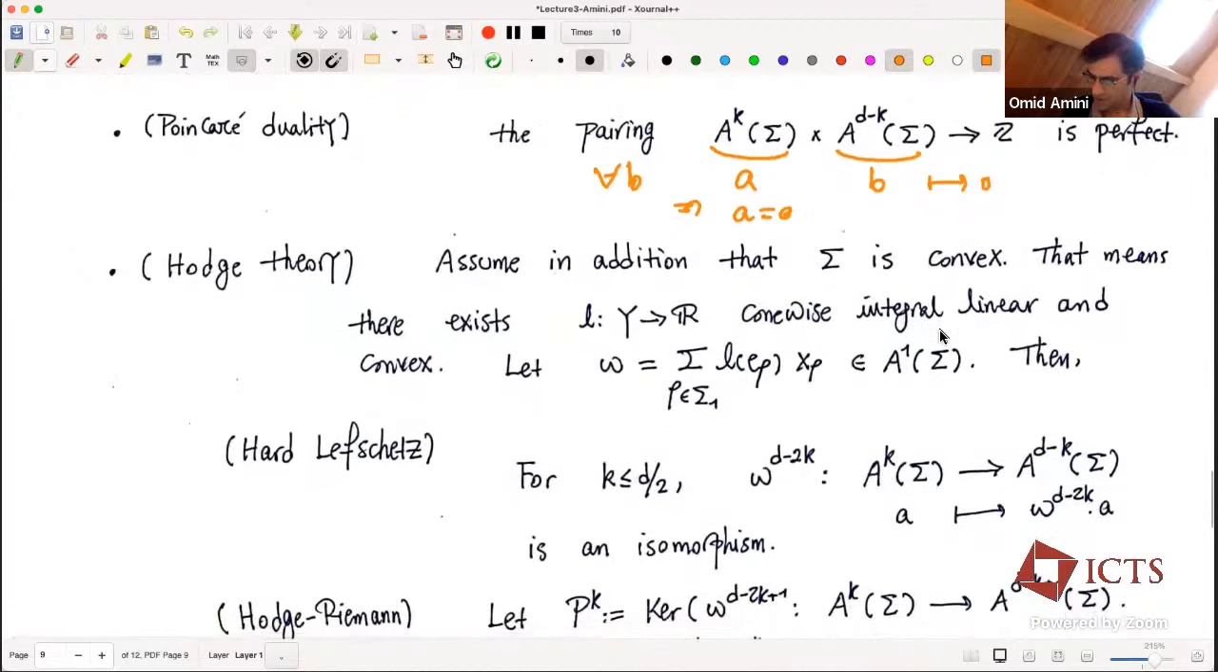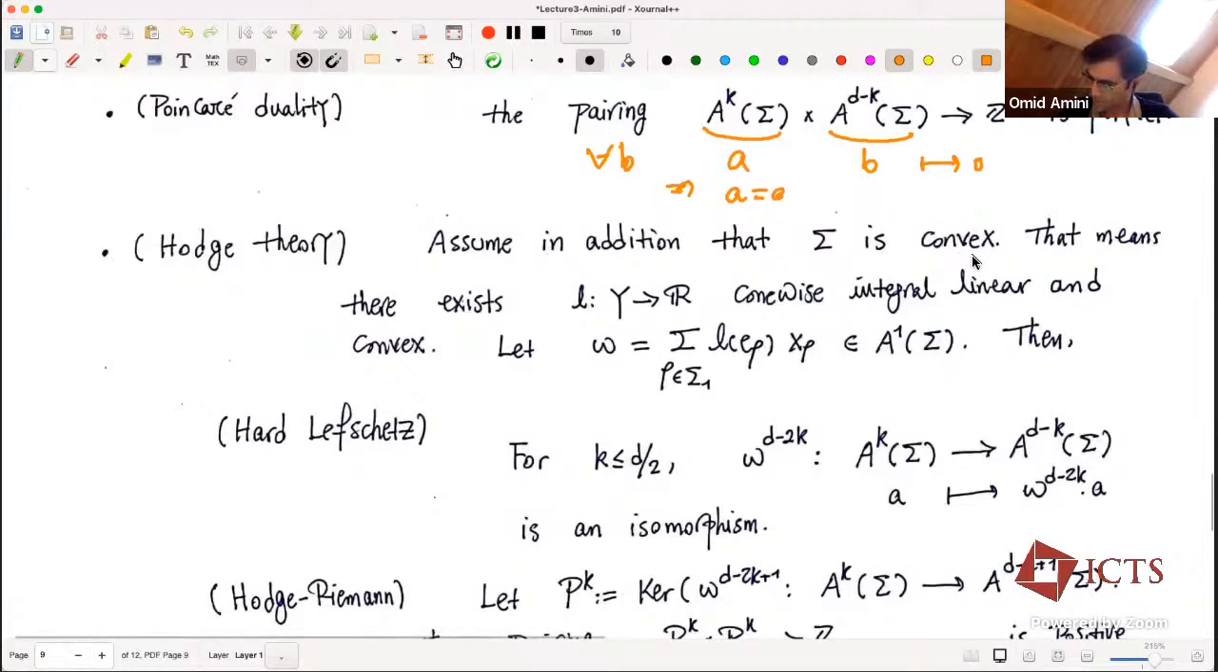For this, you need to assume that sigma is convex. I will give the definition in a minute, but assume for now that you know what convex means. What convex means is that you should have a function L, defined from the fan defined by sigma to R, which is conewise integral linear, and the fundamental property is that this is convex. I will tell you what convex means in this setting.